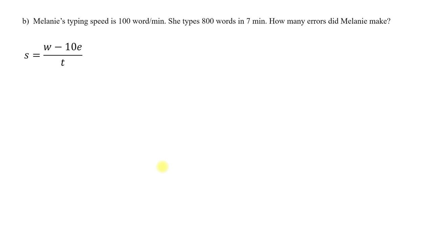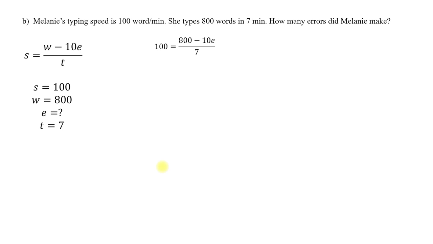Question B of the same question. In this case, we're told what the speed is. We're told how many words she types, and we're told the time. What we're not told is how many errors. So in this case, we have to solve for E. There are values for S, 100, words typed, 800, errors, we don't know yet, time, 7 minutes. But we take the values of what we do know and we plug it back into the equation.